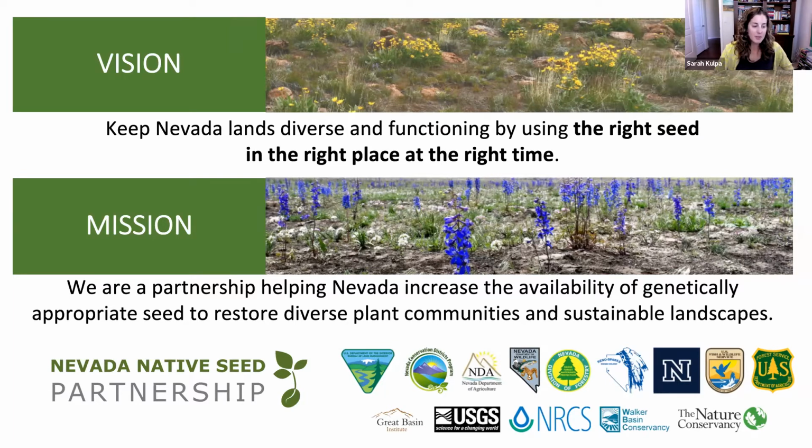And so one of the first things we did when developing our Nevada Seed Strategy was define our vision and mission. So our vision is to keep Nevada lands diverse and functioning by using the right seed in the right place at the right time. And our mission is that we are a partnership helping Nevada increase the availability of genetically appropriate seed to restore diverse plant communities and sustainable landscapes.